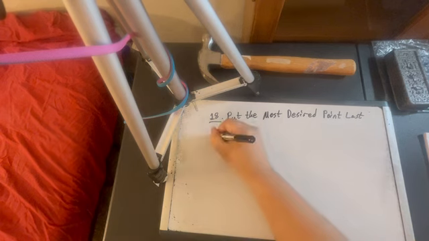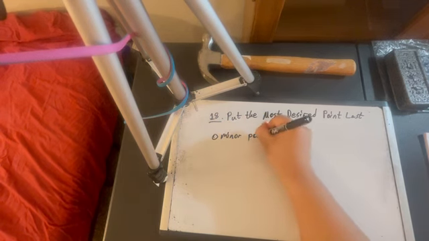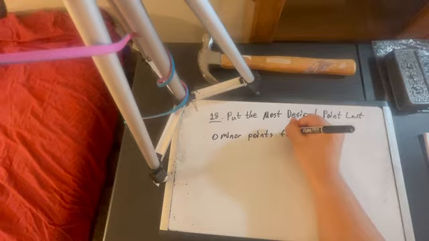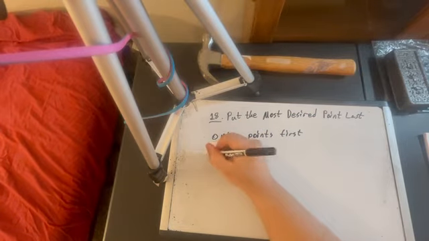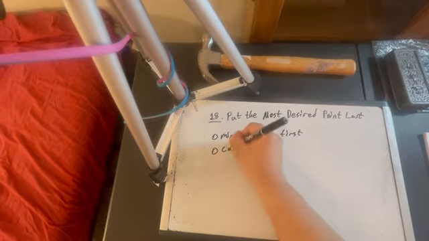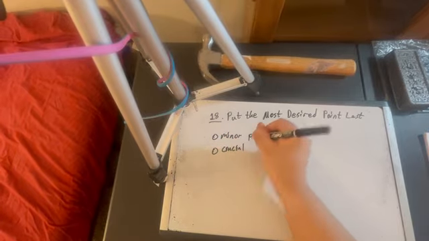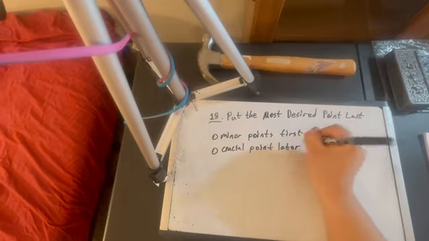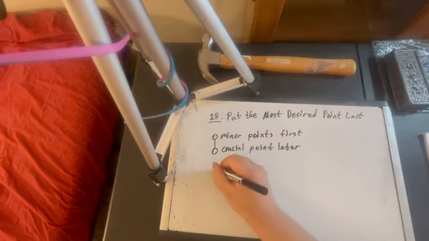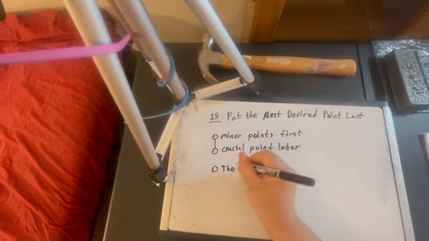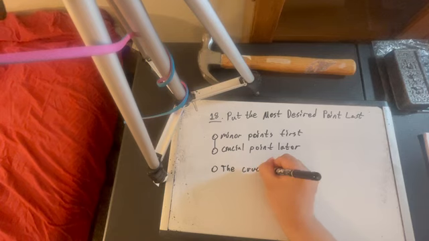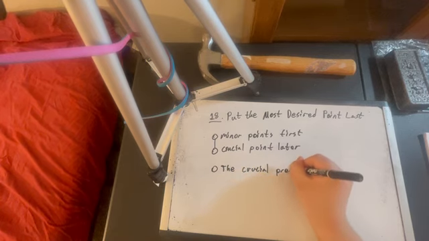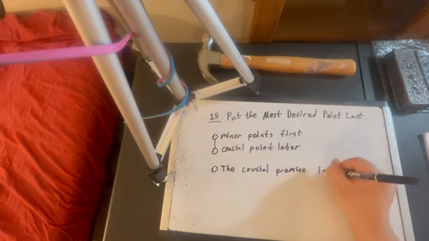Right, so minor points first, crucial point later. Now, question order manages suspicion, right? So the crucial premise is often safest.